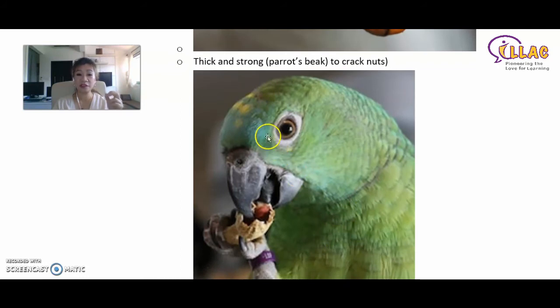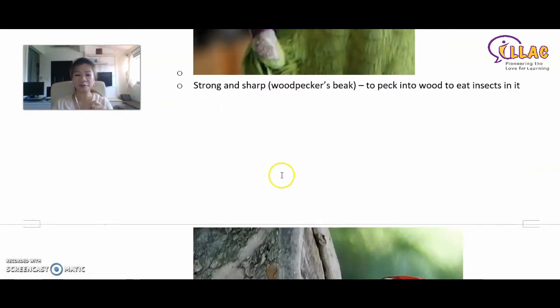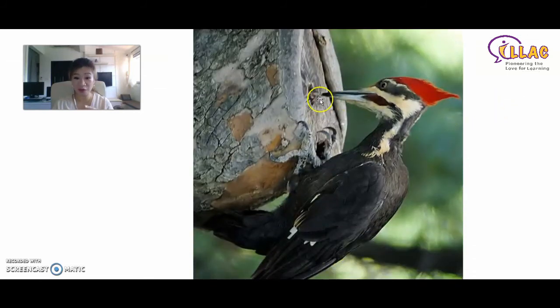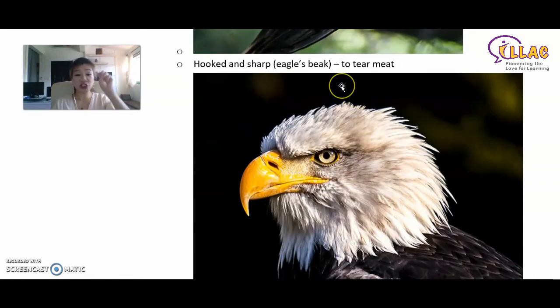There are also the thick and strong parrot's beaks. It is so that they can use the hook side, and the strength of it helps them to crack nuts to eat. Strong and sharp woodpecker's beak to peck into wood to eat insects in it. For example, this one, very, very sharp, very, very strong. If you are pecked, you will most likely be very badly injured. Hooked and sharp as well to tear meat, like the eagle's beak.